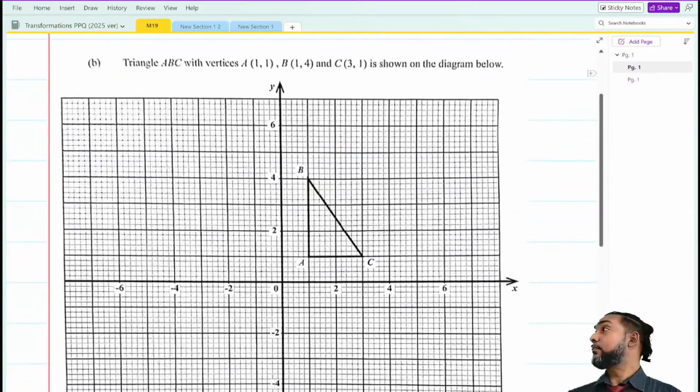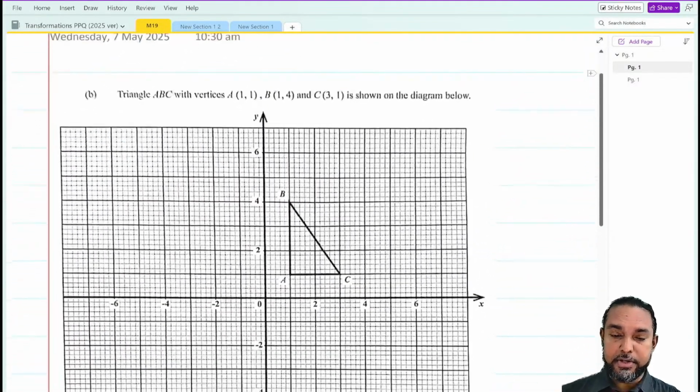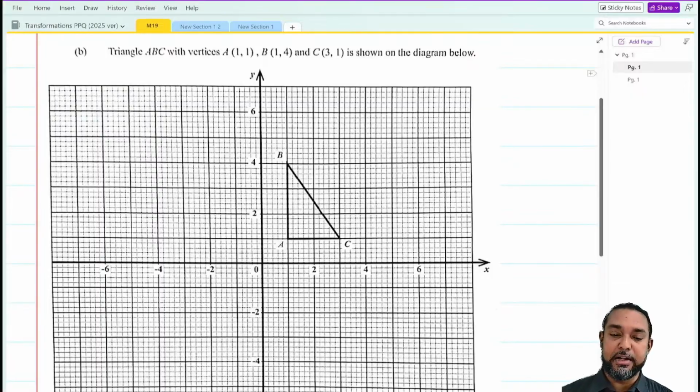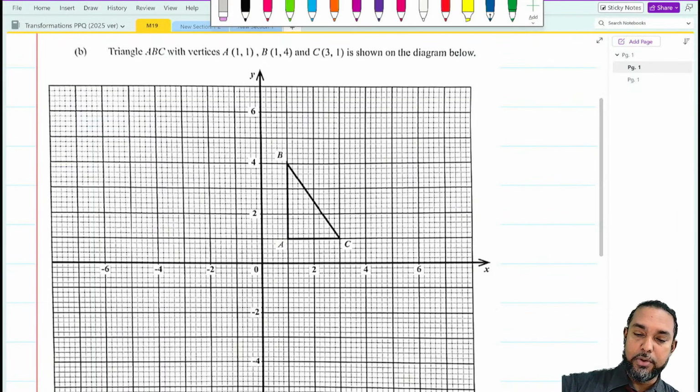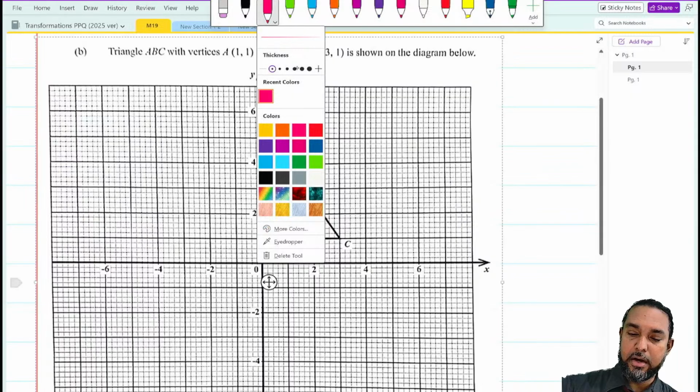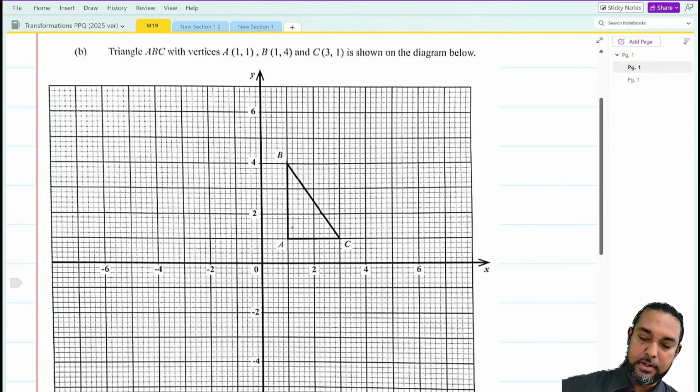Everybody have a copy of the paper? Anybody not have a copy? No? Okay. All right, so it says here May 2019 once again, right? Triangle ABC with vertices 1, 1, 1, 4, and 3, 1. Okay, so I like to do it. I had to get some slightly different color lines here so we could see these things a little more easily, right?